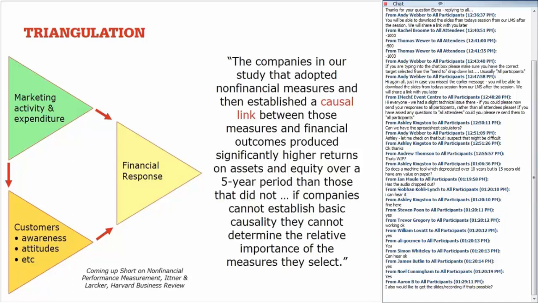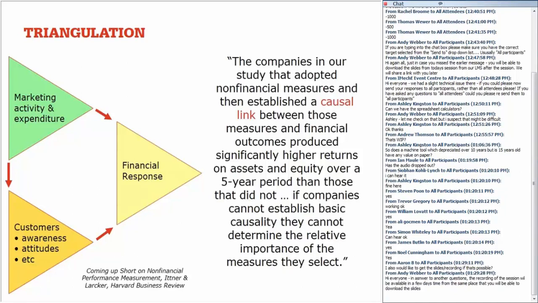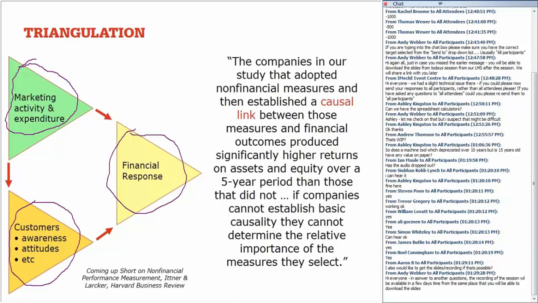This is from an article in the Harvard Business Review. The companies in our study that adopted non-financial measures then established a causal link between those measures and financial outcomes produced significantly higher returns on assets and equity over a 5-year period than those that did not. In other words, what they're saying is you have to find a way of linking these intangible drivers of performance that create things like customer awareness and so on, and link them to the financial response.